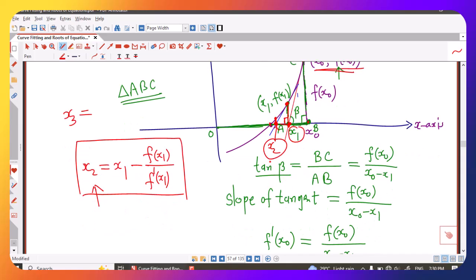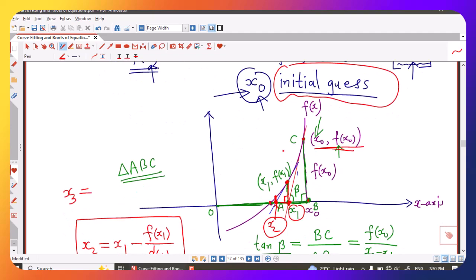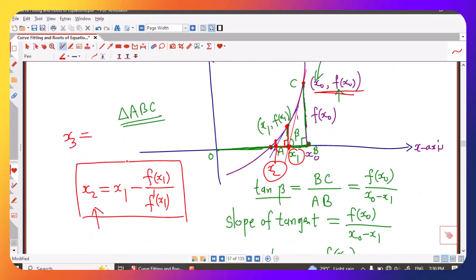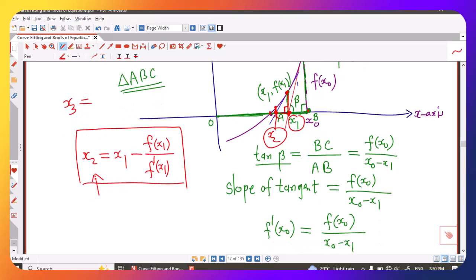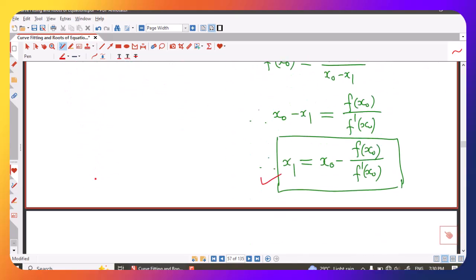So this method strictly depends on the correct choice of initial guess. If our initial guess is selected in such a way that it is near to the actual root, then we will get the convergence to the actual root, or the sequence of approximations to the root will converge, or we will get the approximated root which is near to the actual root.